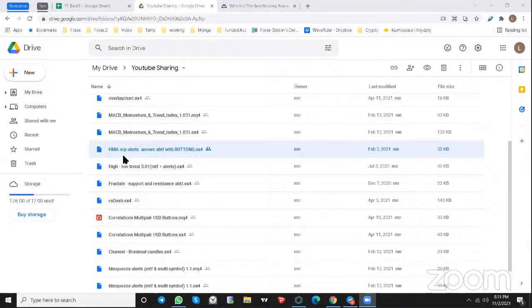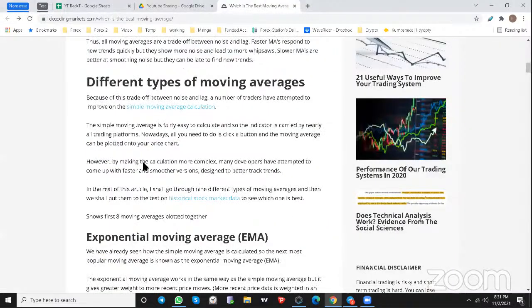Any of you know how many different types of moving average there are? Be it for stocks or forex, how many different types of moving average are there? It's actually way more than the default indicators that you have. There are many kinds of different moving averages out there.